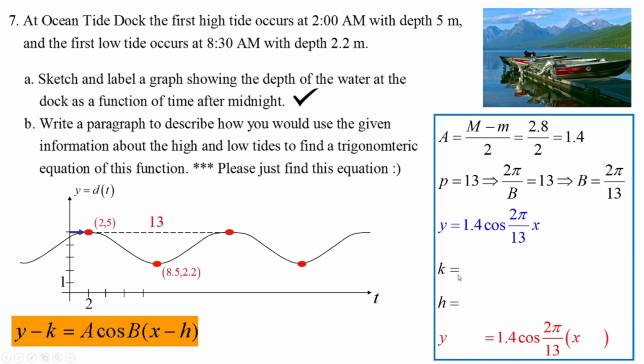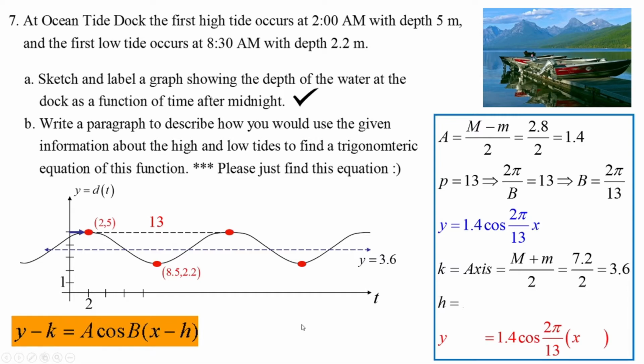Okay, so the K. Well, the K is what? It's the axis. And the formula for the axis would be the max plus the min divided by 2. So max 5 plus min 2.2, that'd be 7.2 divided by 2, and that's going to give me a 3.6. So the horizontal line that goes right through the middle of this sine wave would be y equals 3.6. There it is. Look at that. Beautiful.